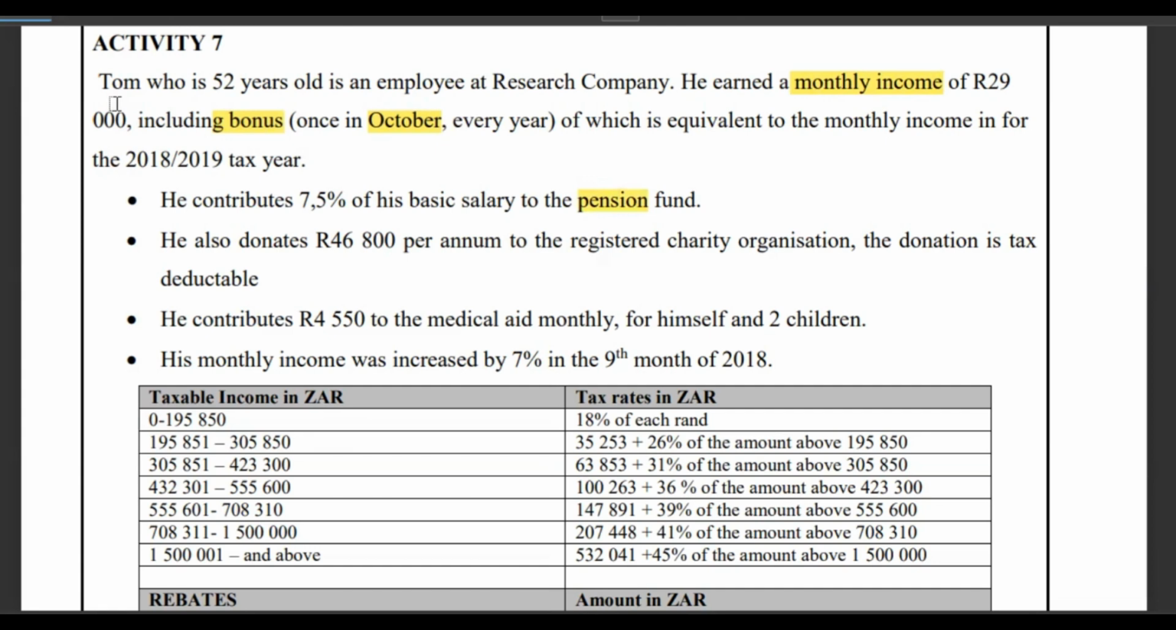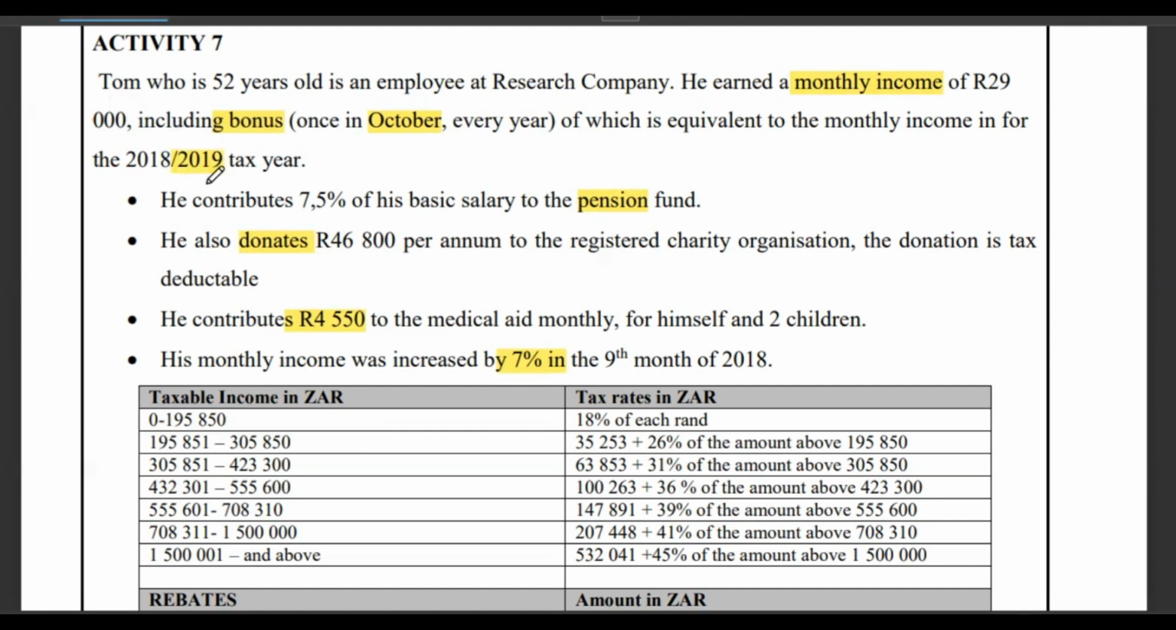Then we go to donation. The donations are not taxed. Donations are tax deductible, meaning we don't take tax from the donations, so we remove them before we start calculating tax. He contributes this much to medical aid, but we shall not use this. However, we shall use what we call the MTC, medical tax credit. Then his salary was increased by 7% on 9th March of 2018. Now, 2018, 2019 simply means the table that we're looking at is of 2019.